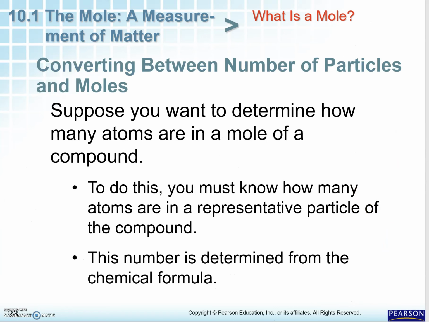So now we can do the exact opposite. If you're given how many atoms, you can go all the way to moles. You can also go from moles to atoms. So if you want to determine how many atoms are in a mole, you just did that. You just have to write down your conversion unit, use those same steps. You must know how many atoms are in your compound of this specific chemical formula.